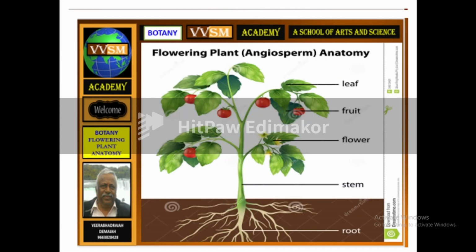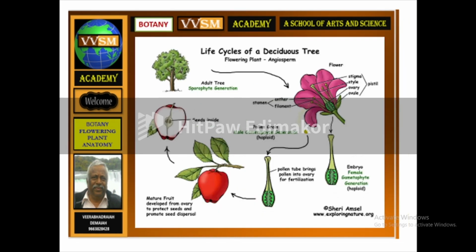Flowering plant anatomy: leaf, fruit, flower and stem. Shoot system; below the ground is the root system. Life cycle of a deciduous tree, starting from the flower, embryo, stigma, fruit, seed inside, and it germinates and it grows and it becomes a plant or a tree.